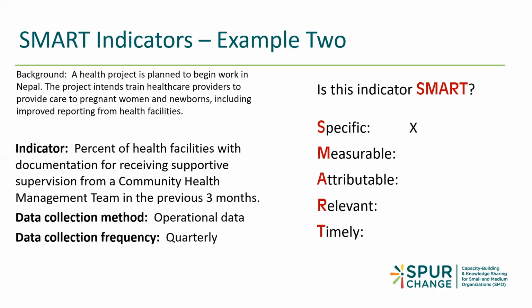A problem with this indicator is the term supportive supervision. Because supportive supervision is not defined, the indicator as it is written is not specific because we do not know what supportive supervision means. Similarly, it will be difficult to measure this indicator without a definition of supportive supervision. The indicator is, however, attributable to the project as it intends to improve reporting from health facilities. The indicator is relevant because it is reasonable to assume that the project could improve the frequency and quality of supervisory visits during the time span of the project. And the indicator is timely because the data will be collected quarterly.